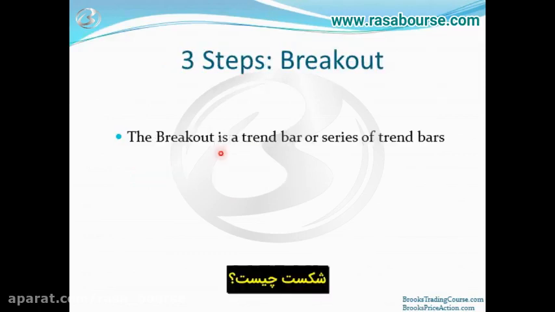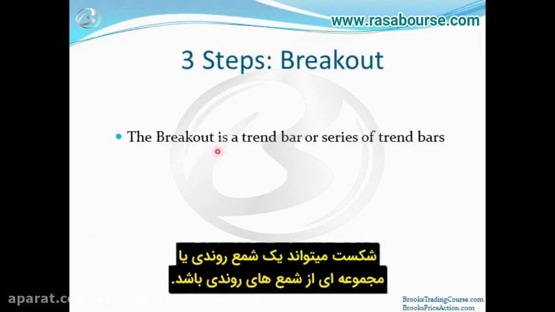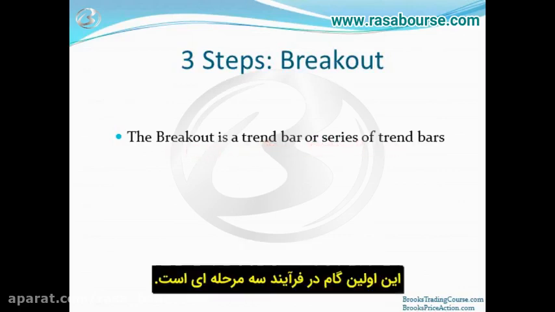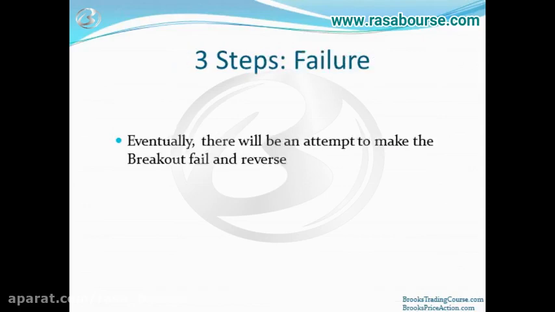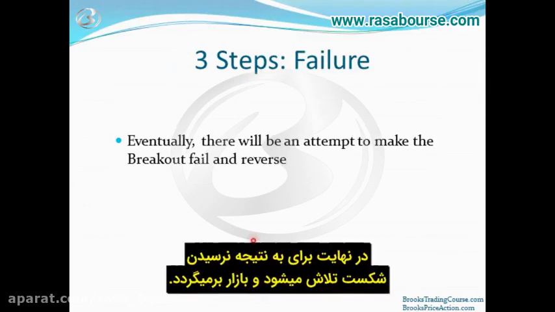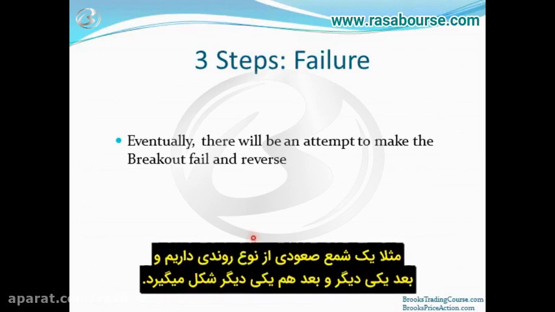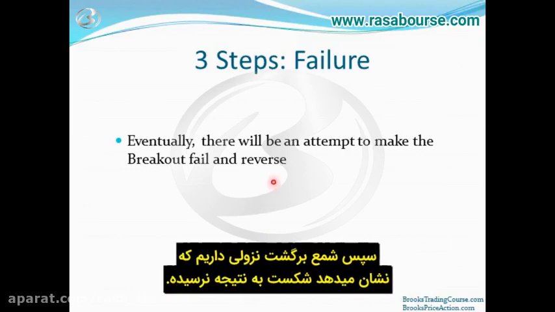Okay, what is the breakout? It's a trend bar or a series of trend bars. That's the first step in the three-step process. Eventually, there will be an attempt to make the breakout fail and reverse. So let's say you have a bull trend bar, another bull trend bar, another bull trend bar, and then a bear reversal bar. That is the failure of the breakout.